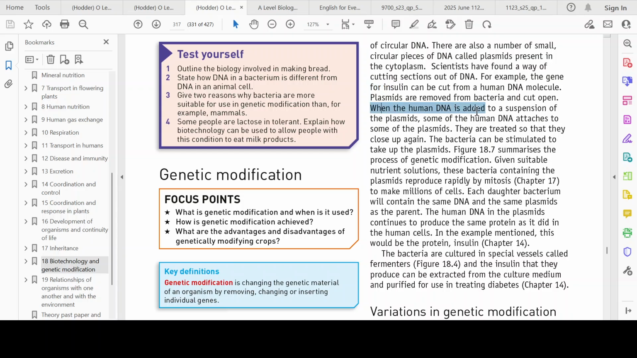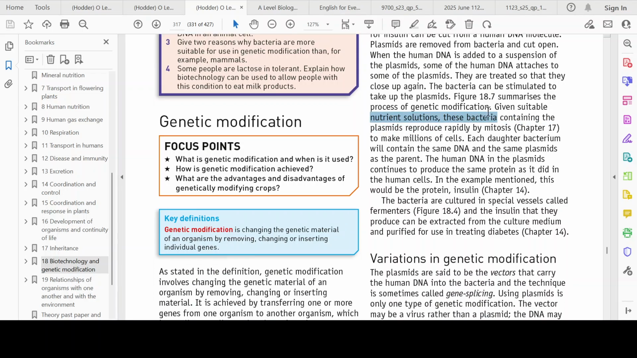So when human DNA is added to a suspension of plasmids, some of the human DNA attaches to some of the plasmids. The plasmids are first cut so that they're no longer circular and they're sort of open. And then the human gene is put in, it attaches and it closes again, so it becomes a circle again, right? And then they are treated so that they close up. The bacteria are stimulated to take up the plasmids, so the bacteria reabsorb the plasmids, right?